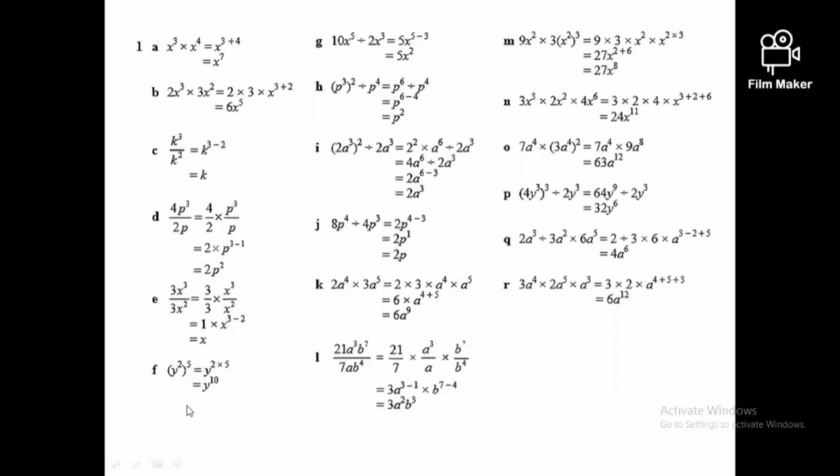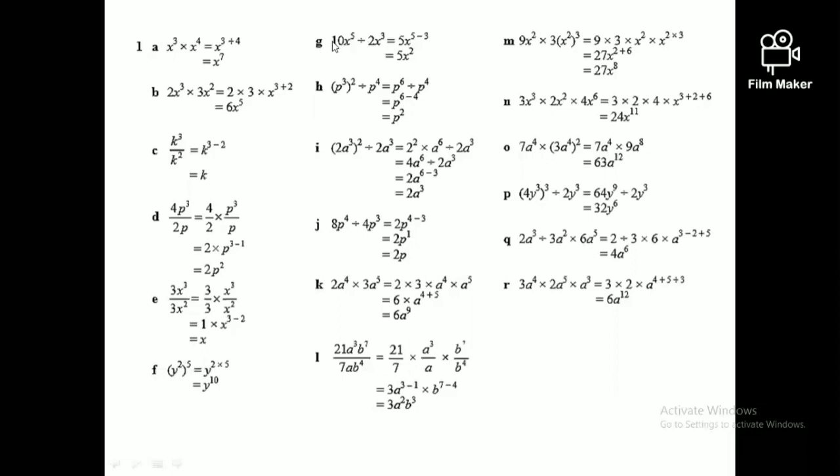Then this is the power of a power theory. If you have such an operation, you can multiply these two powers. Y to the power 2 into 5, that is y to the power 10. So simply you can obtain the answer y to the power 10, right?